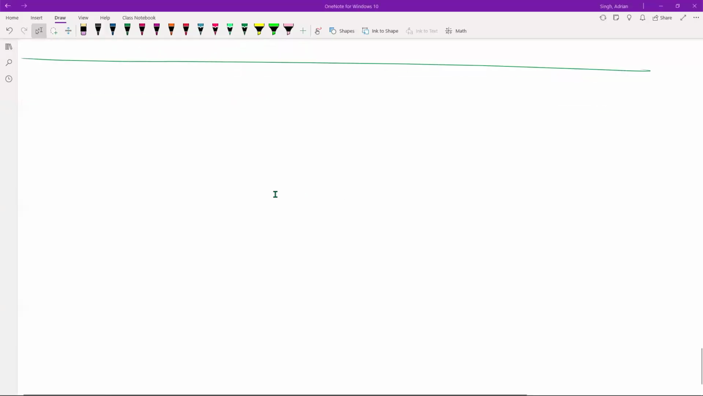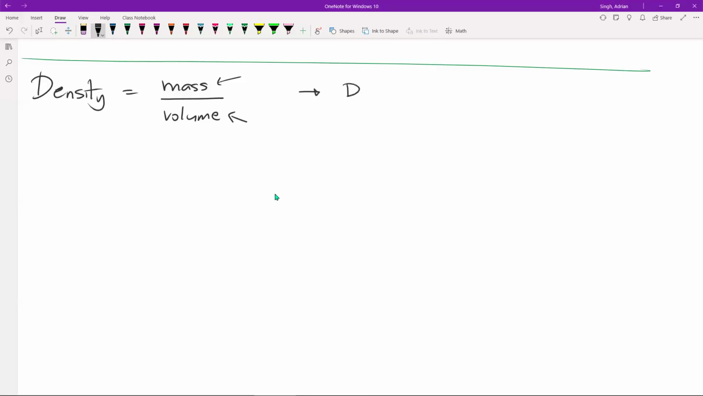All right, so now we're going to take a look at some specific examples involving density. As a quick reminder, density is simply equal to the ratio of a substance's matter in it to the space that it occupies, which is its volume. So if we were able to measure the mass and the volume, then we can simply substitute it into this equation and solve for the density. Okay? So sometimes this is abbreviated as D equals M over V.